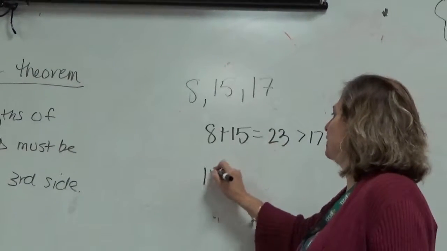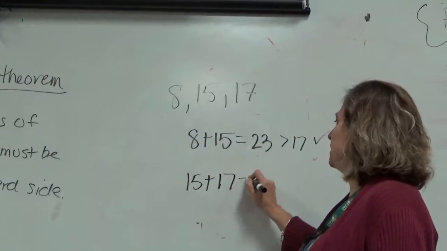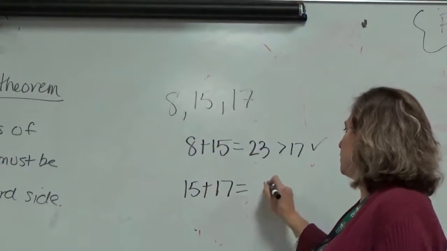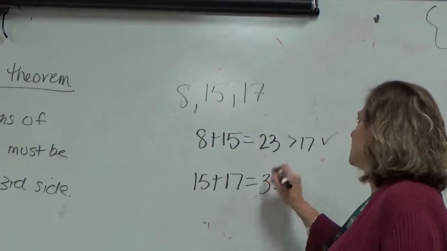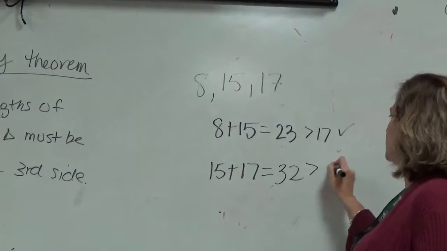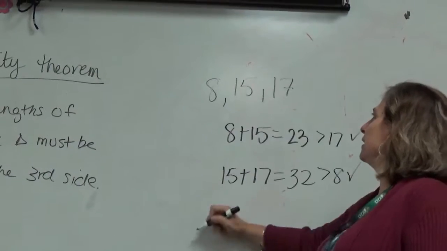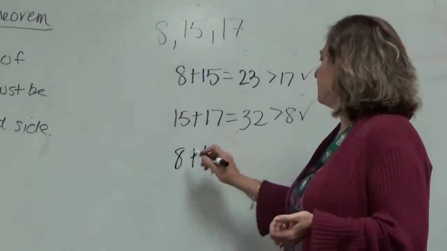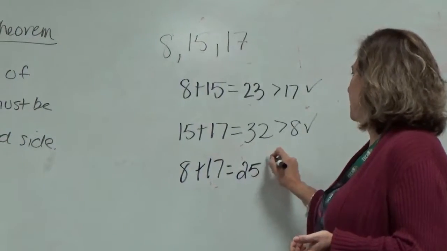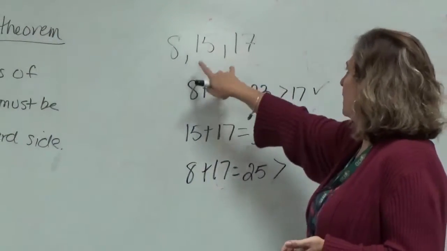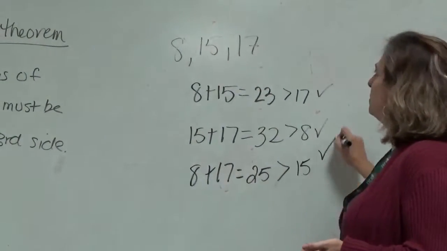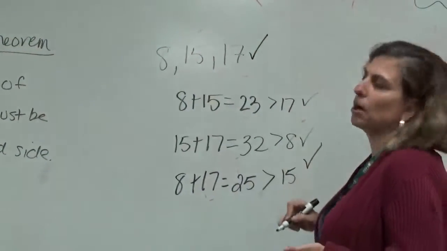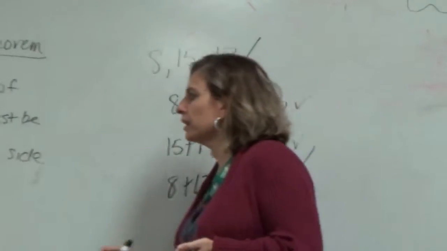Now I have to add 15 and 17. 15 and 17 equals 32. As long as 32 is greater than 8, that works. And then add the other two sides, 8 plus 17. Add those together, you get 25. That is greater than 15. So this can be a triangle. This is a possible triangle.